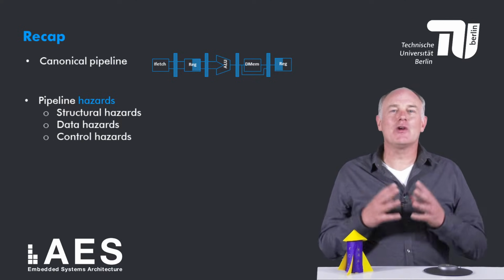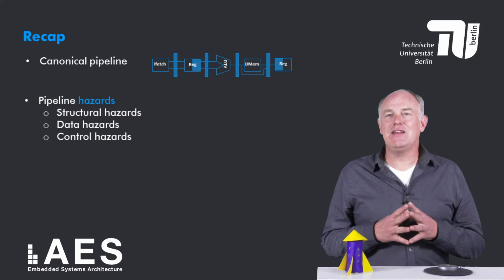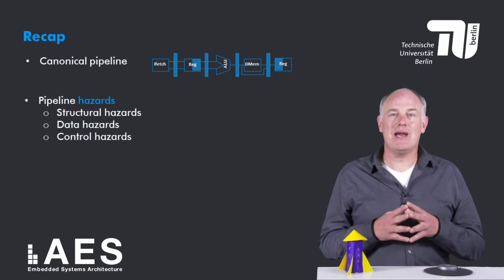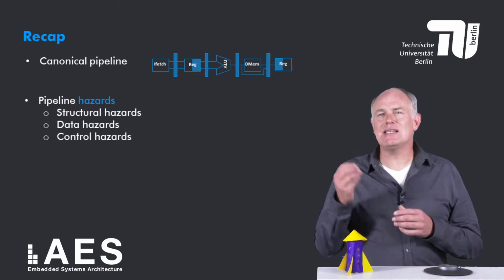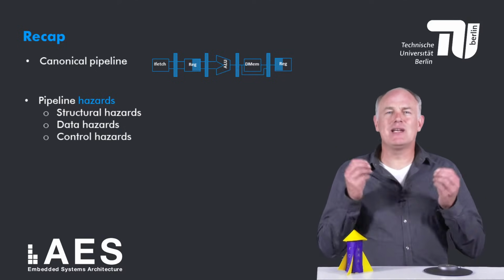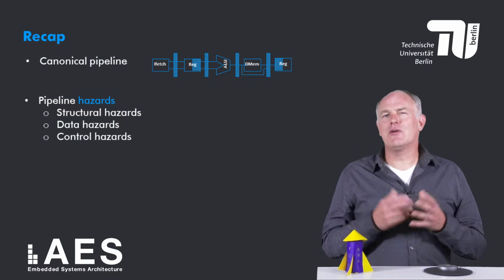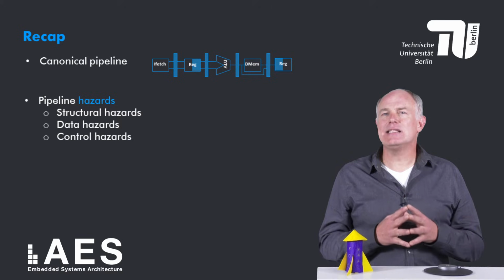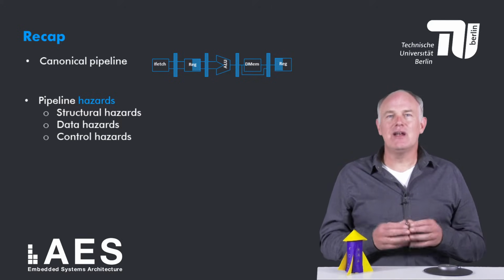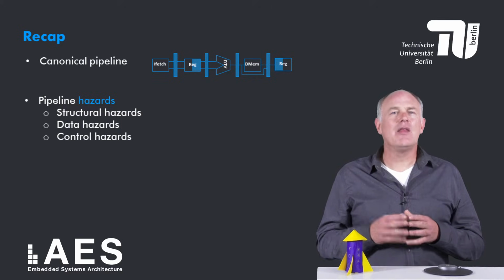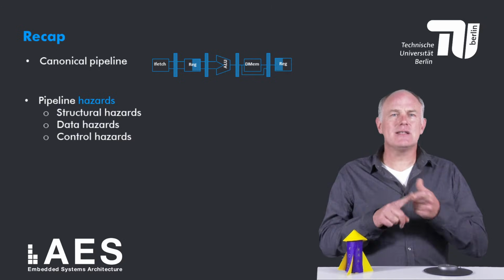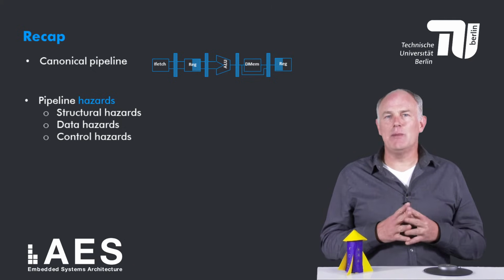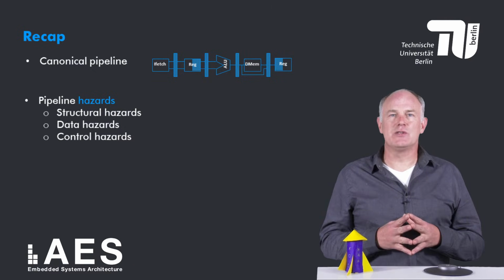In it, we saw the canonical 5-stage pipeline consisting of the stages instruction fetch, instruction decode, execute, memory access, and write back. We also saw that the MIPS ISA was specifically designed to support this pipeline, but we also saw that there are some hurdles that need to be taken. The pipeline hazards. A hazard is a situation that prevents the next instruction from executing in the next cycle. There are 3 kinds of hazards: structural hazards, data hazards, and control hazards. In this lesson, we will study them in more detail and discuss potential solutions to them.